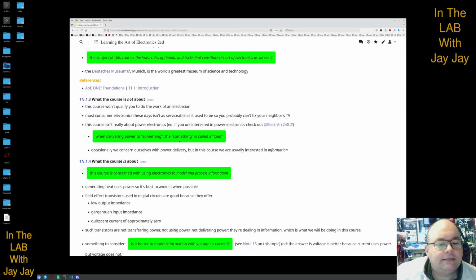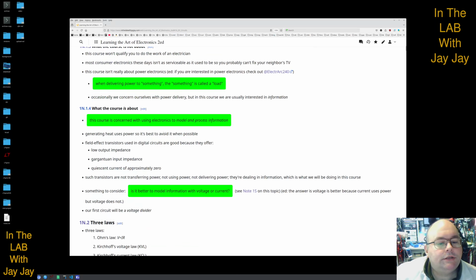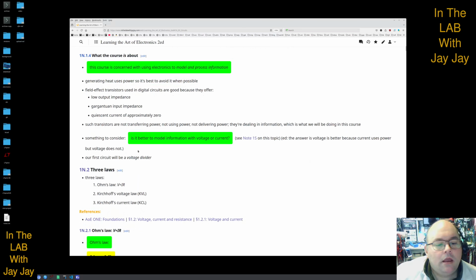When delivering power to something, the something is called a load. This course is concerned with electronics to model and process information. Particularly, we're not that interested in delivering power to things, but we do have to do that occasionally. The question: is it better to model information with voltage or current? And the answer is voltage is better because it doesn't chew up power, whereas current does.